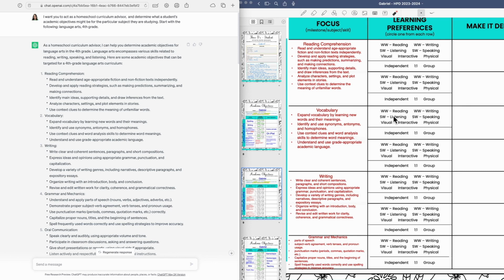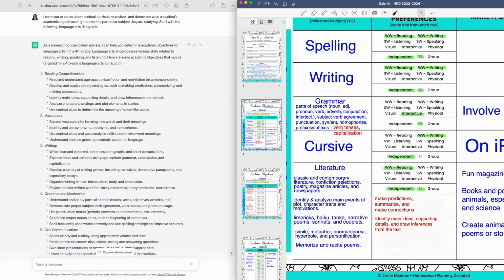But if you're like me, and I think this is just a preference thing, if you're like me and you like to separate these areas of focus out and use just the right curriculum for each one, then this isn't going to be super helpful.